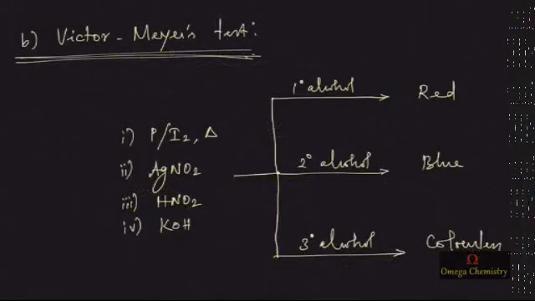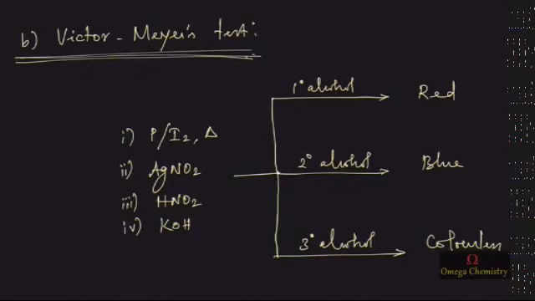The next test to differentiate primary, secondary, tertiary alcohols is Victor Meyer's test. Actually, this is a 4-step reaction. In the first step, I will take alcohol along with phosphorus in the presence of iodine and heat it up. Then the corresponding iodide will form, which will be treated with silver nitrate followed by nitrous acid, and finally potassium hydroxide will be added to it.